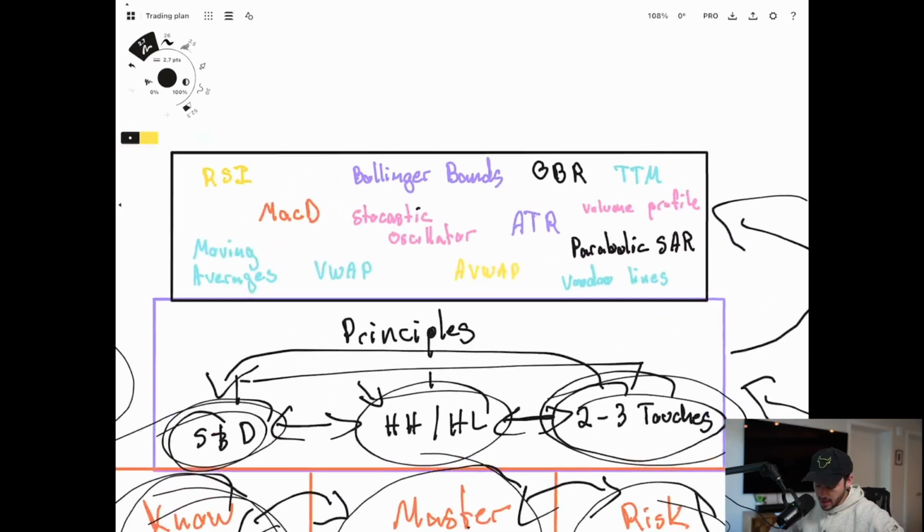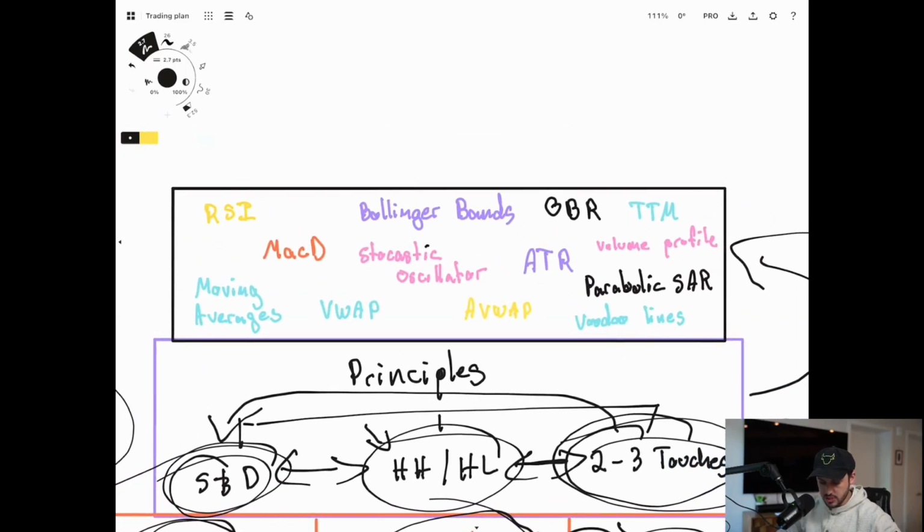Cool? So now let's go back here. What are the most common ones? I'm only going to go over the most common ones, and I'm going to circle the ones that I use the most. Not the ones that I like the most. It's not about my preference. It's about if I can identify the buy or the sell.